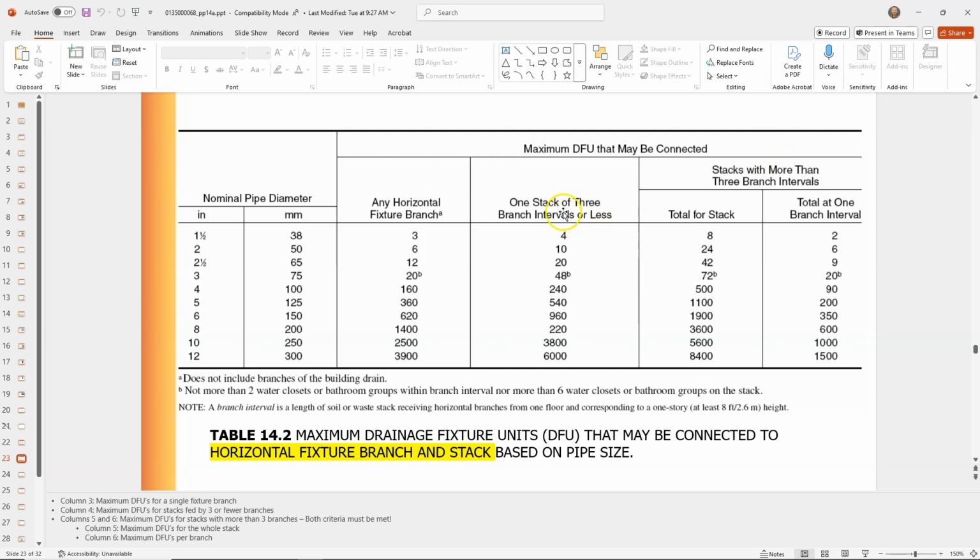So for scenarios where we have more than 3 branch intervals connecting to a stack, we have to come over to these last 2 columns.